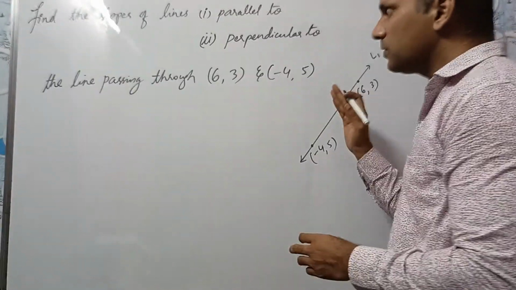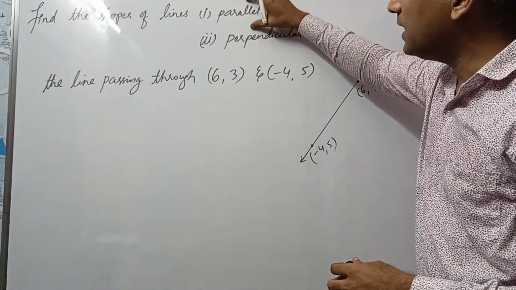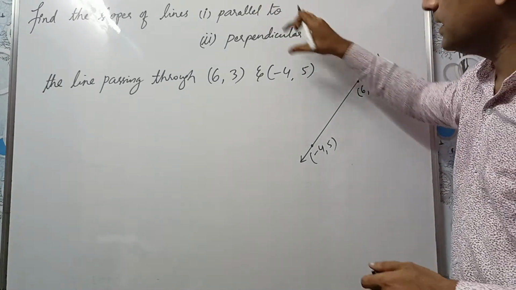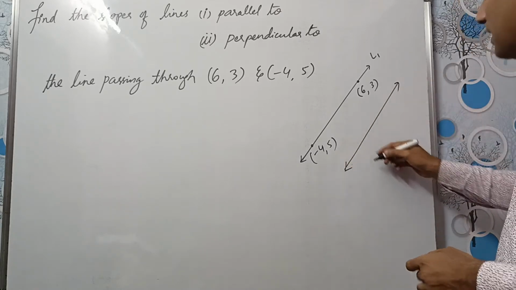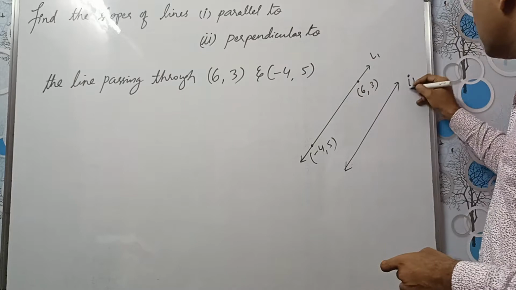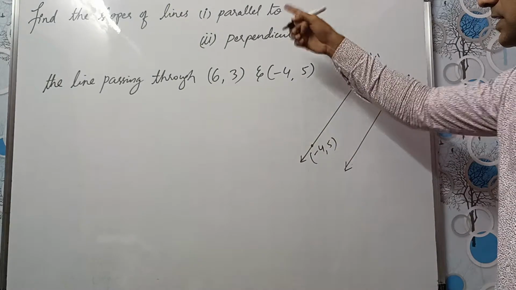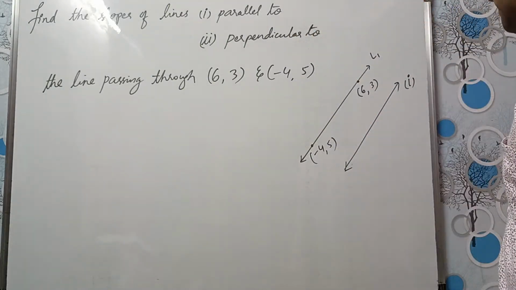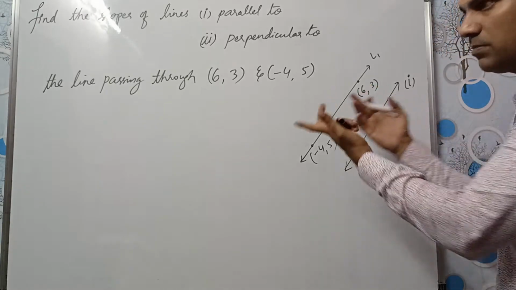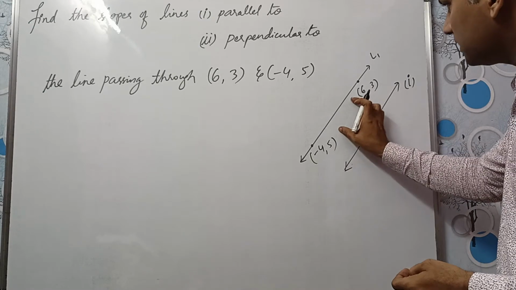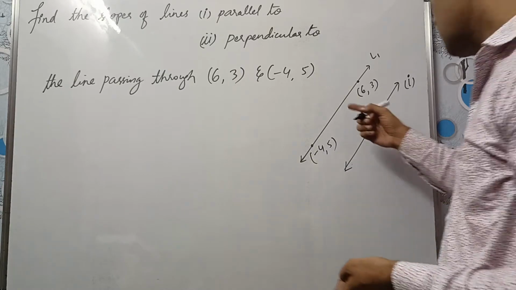We need to find the slope of the other 2 lines, not this line. One line is parallel to this line and the other line is perpendicular to this line. Let us say this is the parallel line. So this will be our first problem, and the next one will be the perpendicular line. First let us find parallel. We learned that the slope of this line will also be equal to the slope of this line because these 2 lines are parallel to each other. If you can find the slope of this line, we'll get the slope of this line also, right? Obviously.